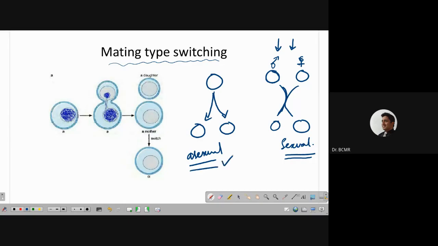And asexual reproduction seems very nice. You don't have to bother anybody. You can reproduce by yourselves.